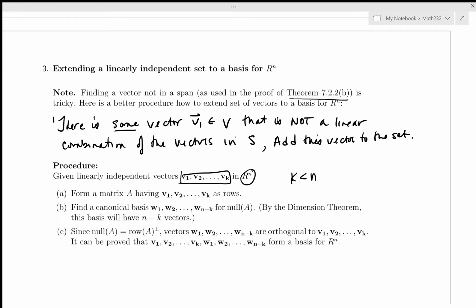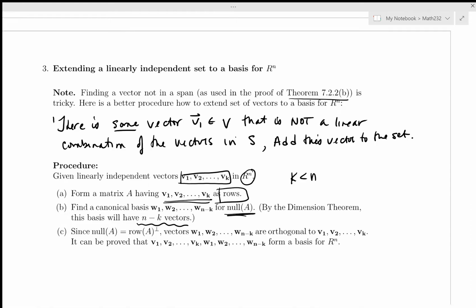Okay, so what should we do in order to extend our set, which does not have enough vectors in it, up into the place where it is a basis for Rn? So this is going to be our procedure. Form a matrix having the vectors as rows, because then the row space will be the span of those vectors. And then we will find a basis for the null space of A. We know how many vectors that will have: n minus k.